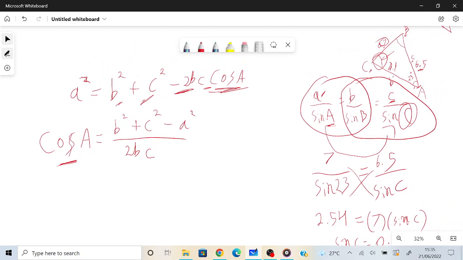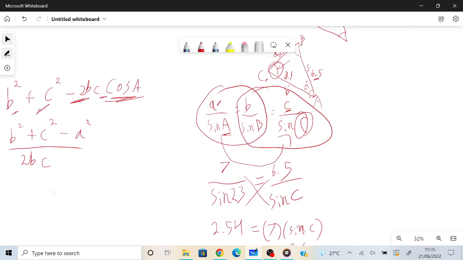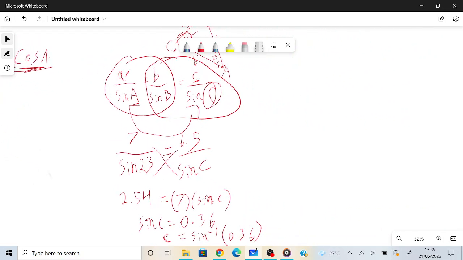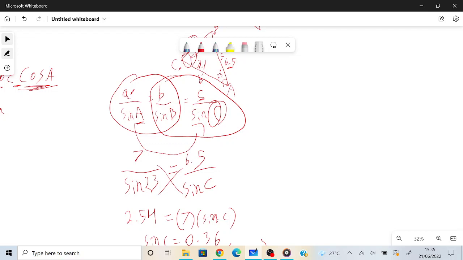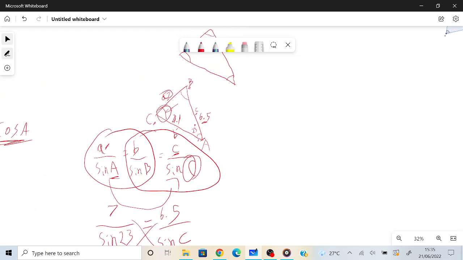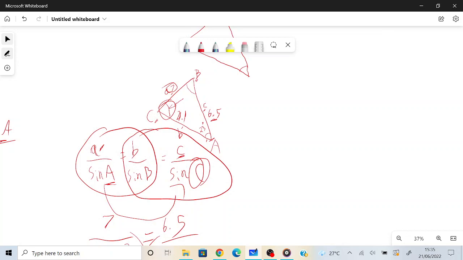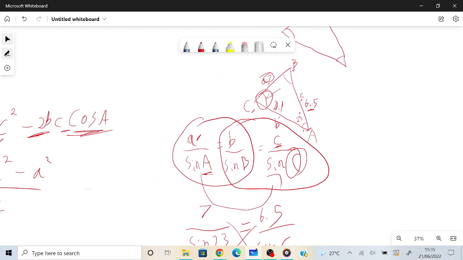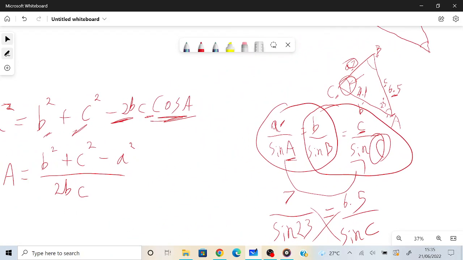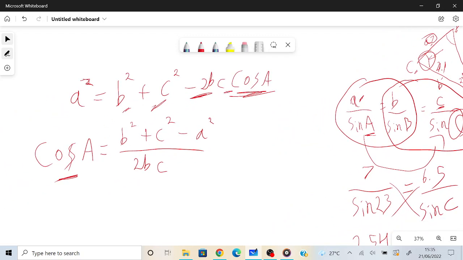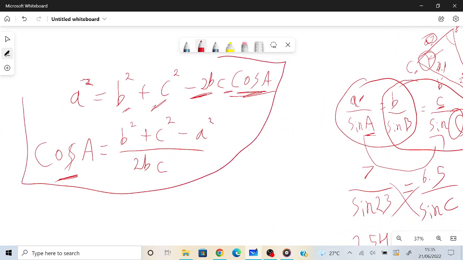The reason we need to know these 2 formulas is sometimes this formula over here, the a over sine A equals b over sine B equals c over sine C, may not work all the time. Sometimes you're not looking for an angle, sometimes you're looking for the side, or even if you're looking for the angle, you don't have the adequate information to use that formula. And that's why you have these 2 formulas, and from these 2 formulas, you need to know which one to use.